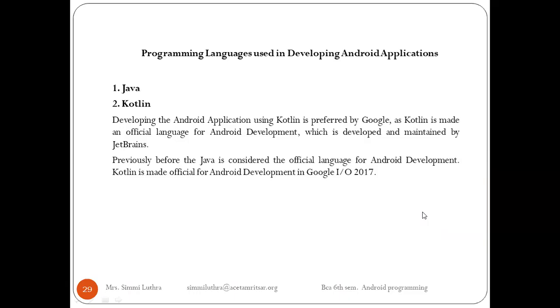Previously, Java was considered the official language for Android development. Kotlin was made official for Android development at Google I/O 2017. And nowadays, Java is still used, and the code of Android applications is written in the Java programming language. So these are the two programming languages used in developing Android applications. First is Java and second is Kotlin, and we use Java in our labs.